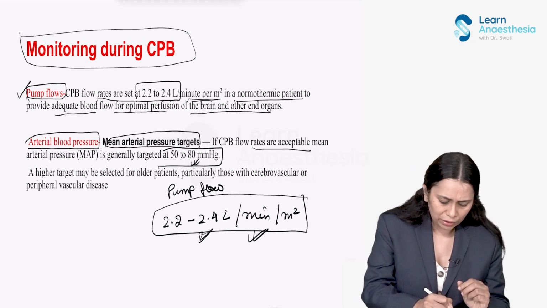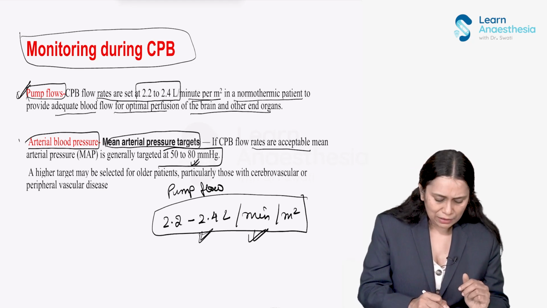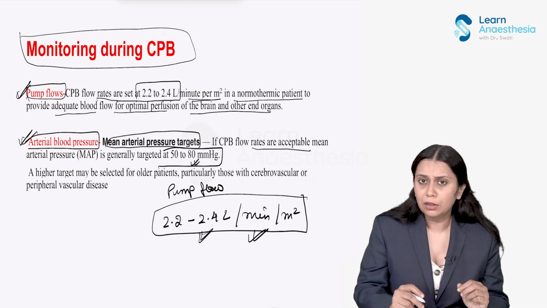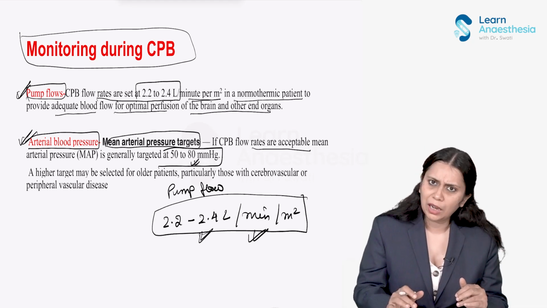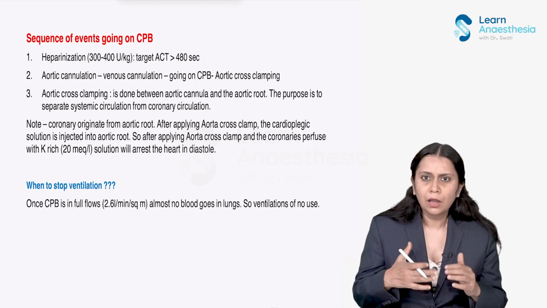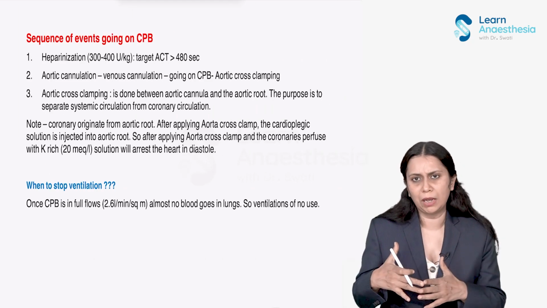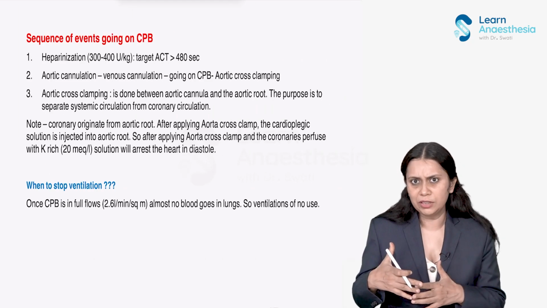So these are the two important things, pump flow and the arterial blood pressure, which we need to specifically monitor during the CPB. There are other things also we monitor; I'll talk about it. Now, how do we go on cardiopulmonary bypass? How do we take our patient on CPB?